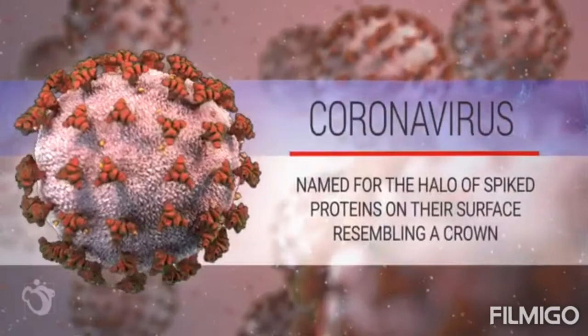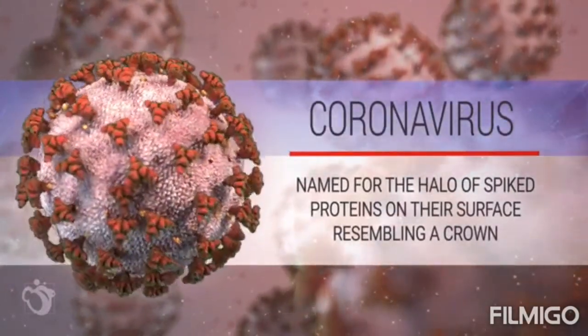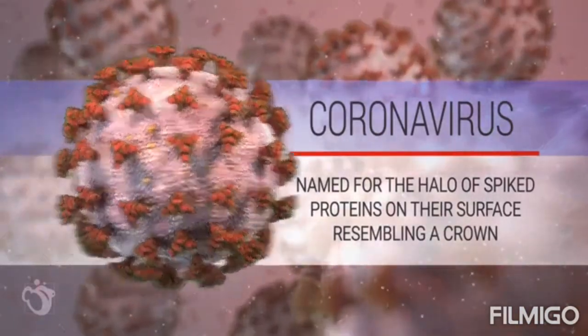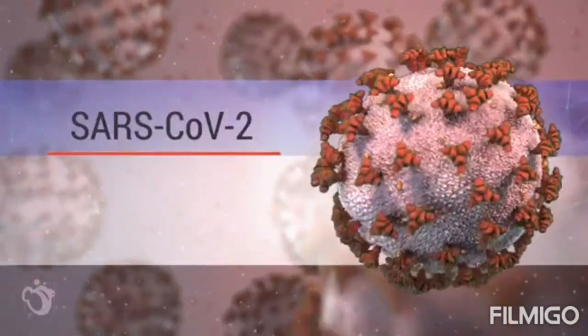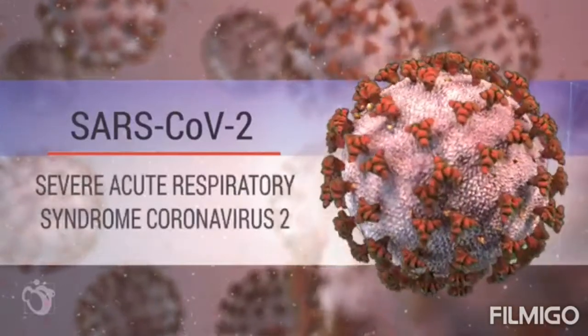So what are the coronaviruses? Coronaviruses are a large family of viruses that get their name from the hollow spike proteins on their surface, which resemble a crown, the corona, under a microscope. The new coronavirus is called SARS-CoV-2. SARS-CoV-2 stands for severe acute respiratory syndrome coronavirus.